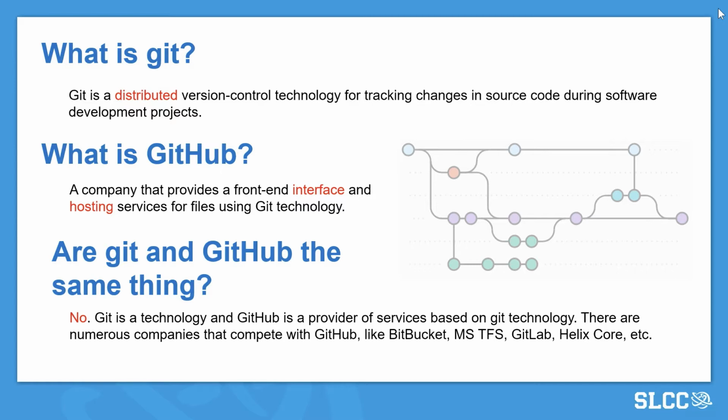GitHub is a company that provides a front-end interface and hosting services for the Git technology. Oftentimes, there's some confusion over Git and GitHub being the same thing, and that's not actually true. There are numerous vendors for providing an interface to Git technology, so it's important to remember that Git technology is the underlying system that allows us to share source code, while GitHub is a provider of services that allows us to have access to those files that are stored in a cloud-based system. There are other systems, not just GitHub, such as Bitbucket, TFS, and some others.